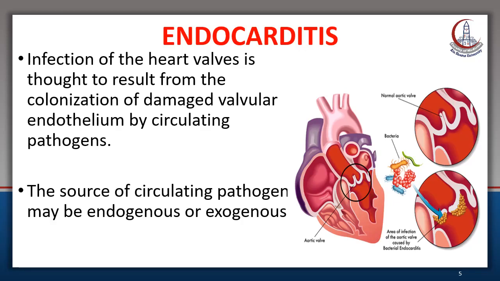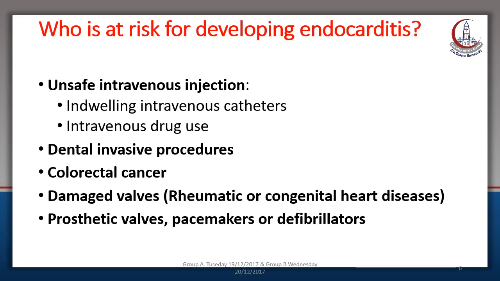Endocarditis is an infection of the endocardial surface of the heart, typically on the heart valve, and occurs in a damaged valvular endothelium through a circulating pathogen. The source of the circulating pathogen may be either an endogenous source of infection or an exogenous source of infection. We must know who is at risk for developing endocarditis.